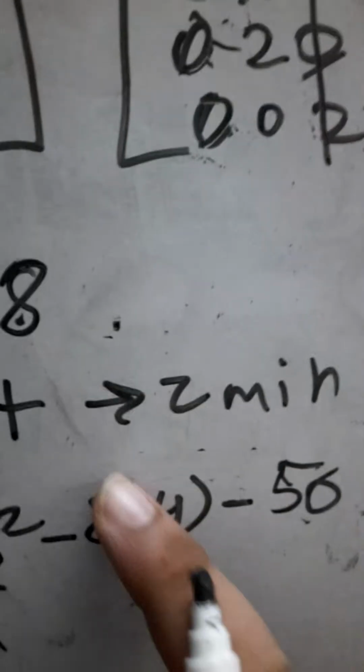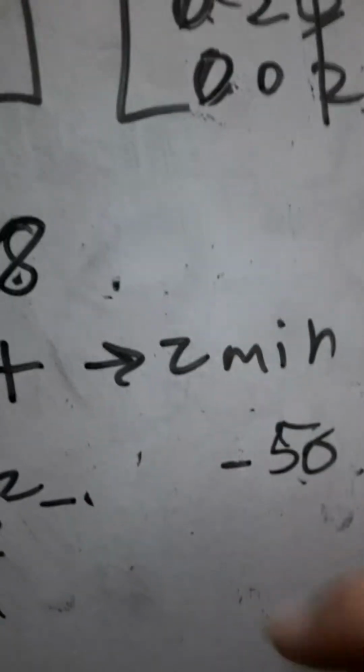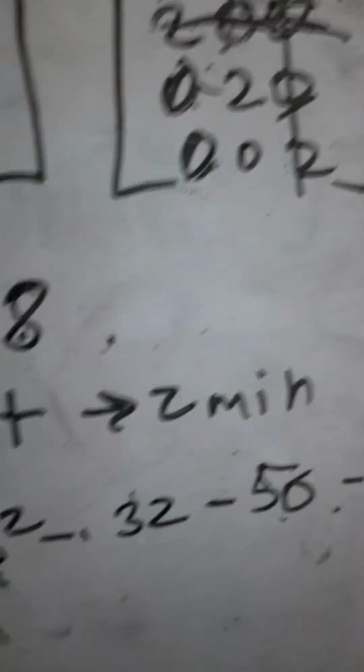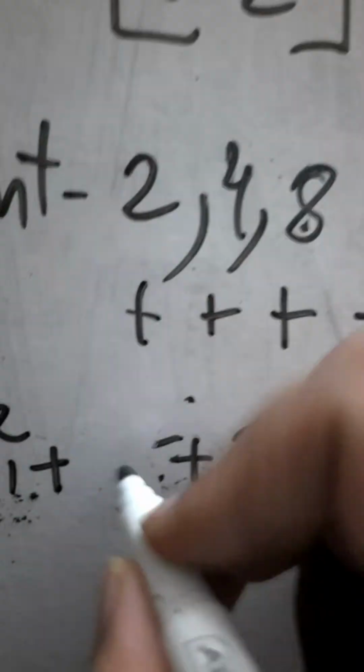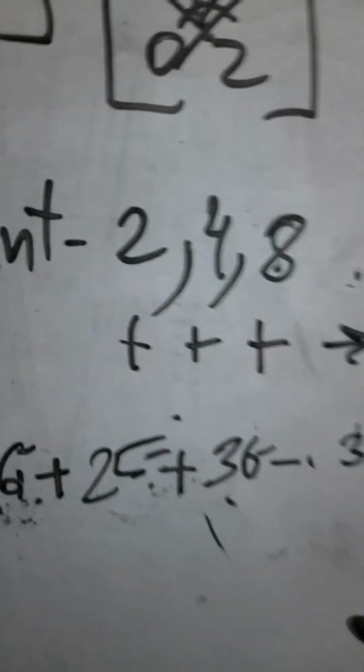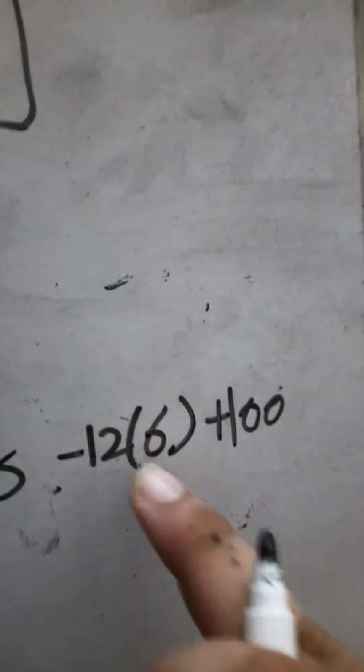50 here. Wait a second, let me erase it as a whole. Yeah, 50. 8 into 4 is 32. Then 6 squared is 36, 25, 16. 4 squared is 16, 25 is 5 squared, and 36 is 6 squared. Now we forgot this. 12 into 6 is 72, I guess. So plus 100. Now you have to calculate this.